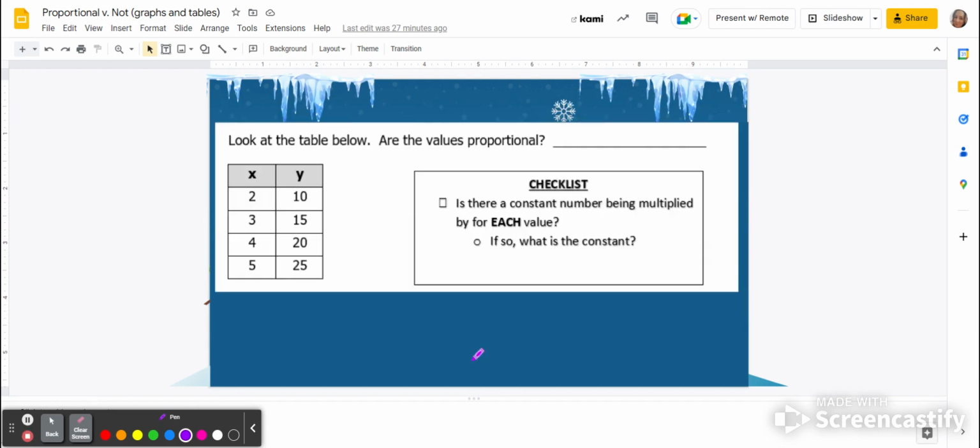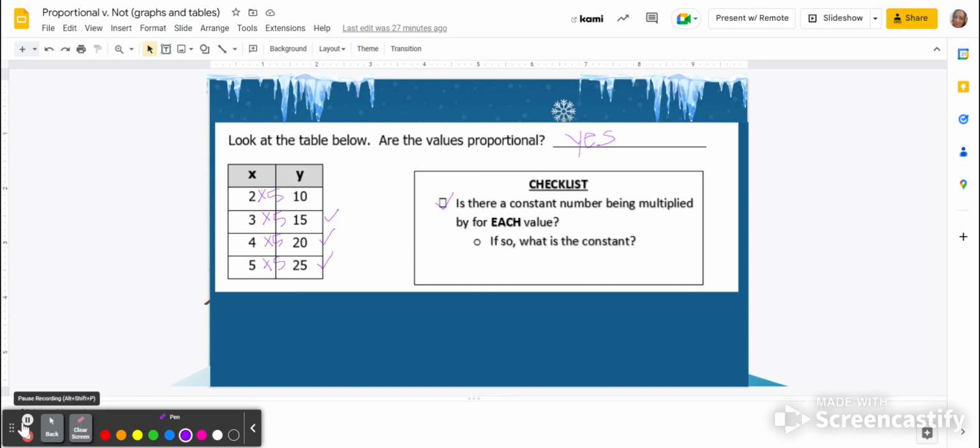So let's take a look at this. It says, look at the table below. Are the values proportional? Well, let's do our checklist. Is there a constant number being multiplied by for each value? If so, what is the constant? All right, well, I multiplied 2 times 5 to get to 10. Is 3 times 5 15? Yes. Is 4 times 5 20? Yes. And is 5 times 5 25? Yes. So I'm going to check this and I'm going to say, yes, the values are proportional.